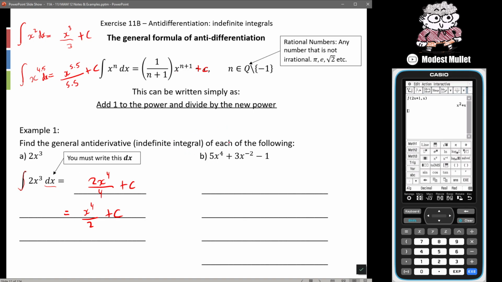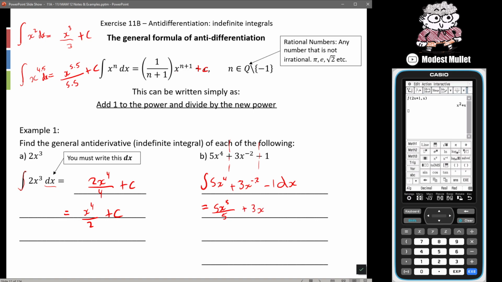And just like the power rule, wherever we have terms separated by a plus or minus, we can just apply the power rule separately to each term. So the integral of 5x to the 4 plus 3x to the negative 2 minus 1 with respect to x is equal to, add 1 to the power, so we get 5, and the original 5 was there, divide by 5 plus 3x.